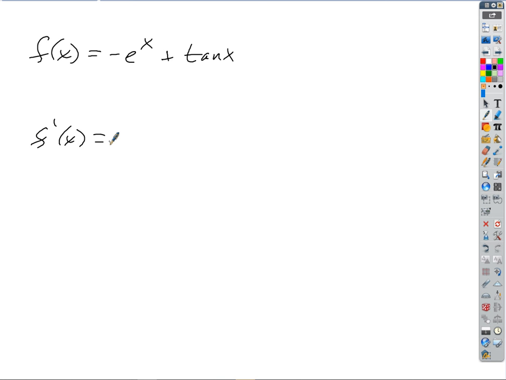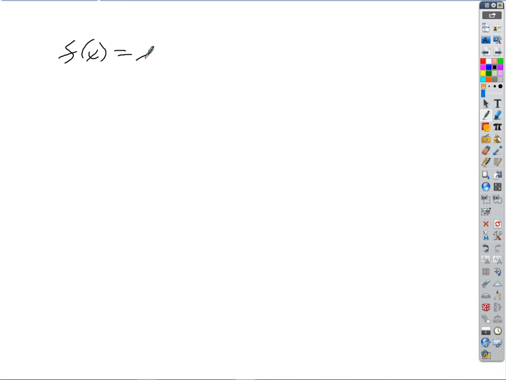All right, what am I getting on this one? Derivative of e to the negative x, or negative e to the x, is negative e to the x, right? The negative is just a constant, leave that out front. Derivative of e to the x is e to the x. Derivative of tangent x? There you go. How about that one?